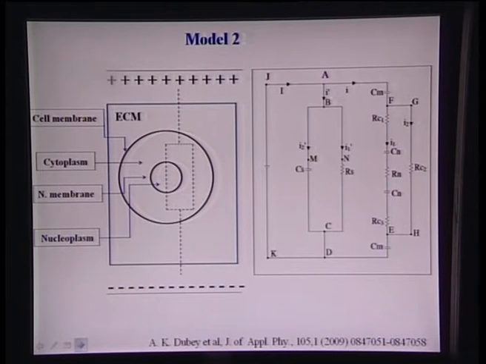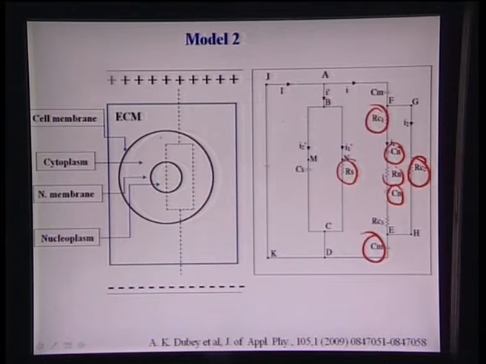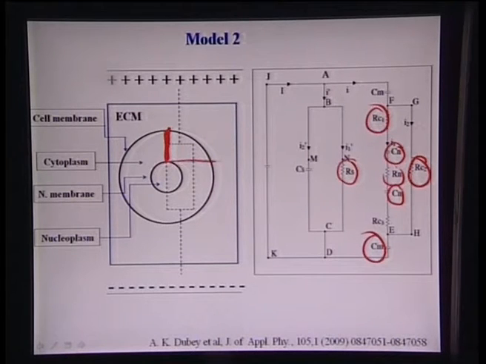We have solved these analytical problems, and here you can see the resistance and capacitance parameters. Cn is the capacitance of the nuclear membrane, and Rn is the resistance of the nucleoplasm. Rc2 is the resistance of the cytoplasm, Cm is the capacitance of the cell membrane, and Rc1 and Rc3 are the spatially dependent values of the cytoplasm resistance. So this is Rc1, this is the Rc2 resistance here, and this is the Rc3 resistance.